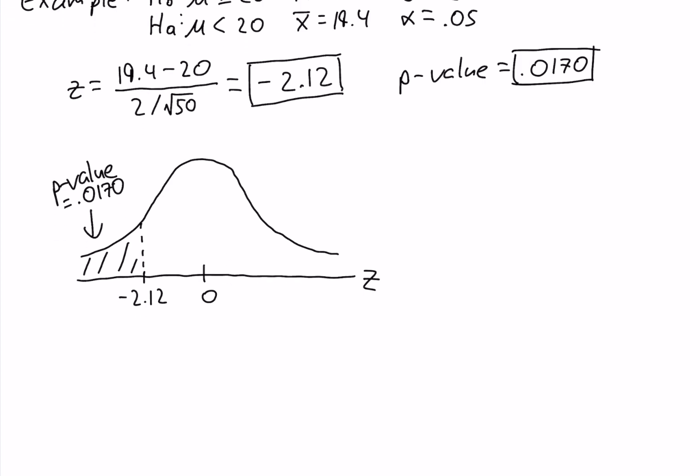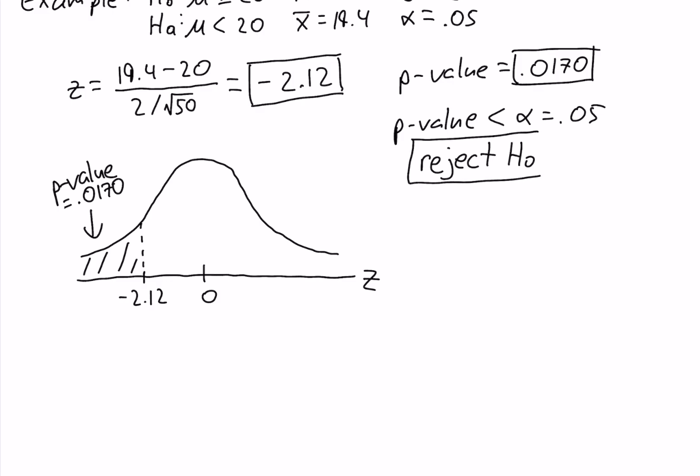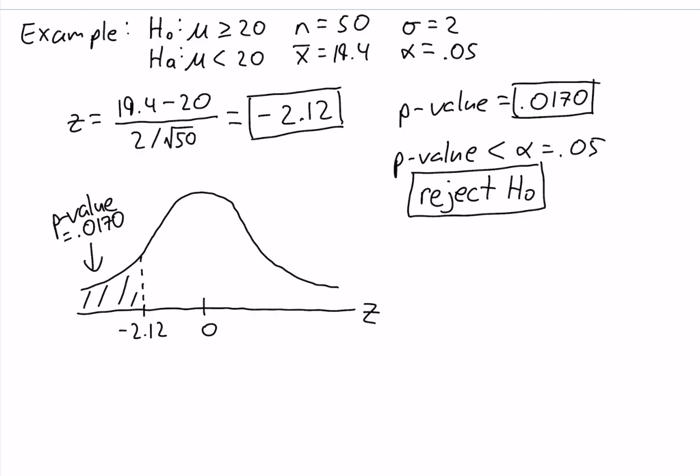So our p-value here is 0.017, which is less than our alpha, which is 0.05. So our conclusion is to reject the null because it satisfies our rejection rule. So in this example, we reject the null, which means we accept the alternative. So we conclude that the population mean is less than 20.